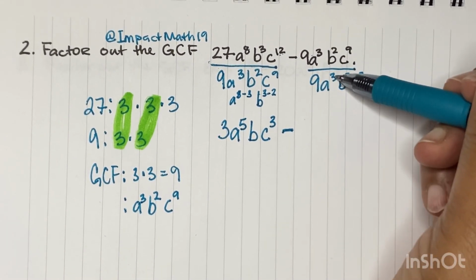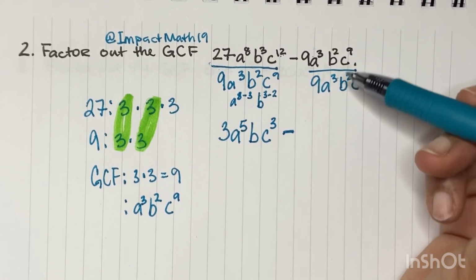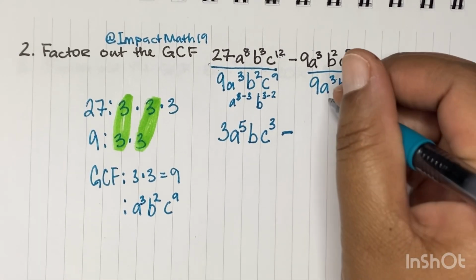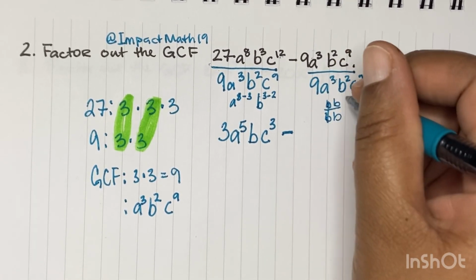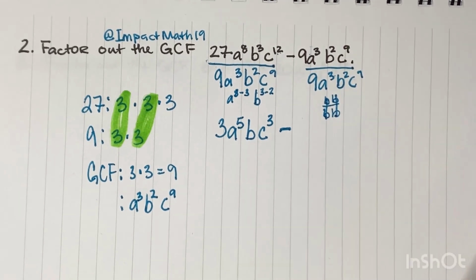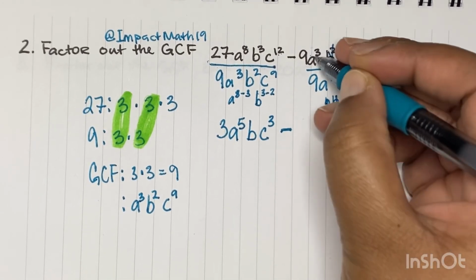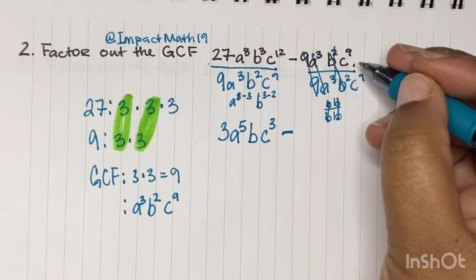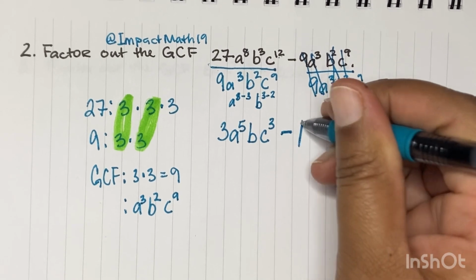A to the 3rd, cancel. B to the 2nd, B to the 2nd, cancel. Let me show you why. Because it's really B over B. Well, B divided by B is 1. So these cancel, this cancels, this cancels. And then c to the 9th cancels. So you're really just left with 1.